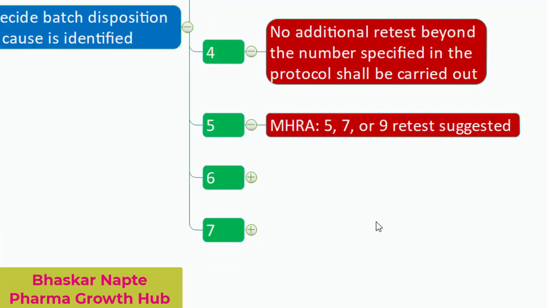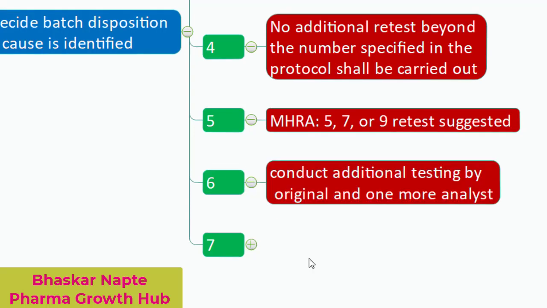And how many preparations are suggested? It is up to the quality control unit. How many preparations are suitable may be based on the root cause or on the situation, some hypothesis. But if you want to understand the regulator's requirement or suggestions, MHRA says that 5 or 7 or 9 retests can be considered.